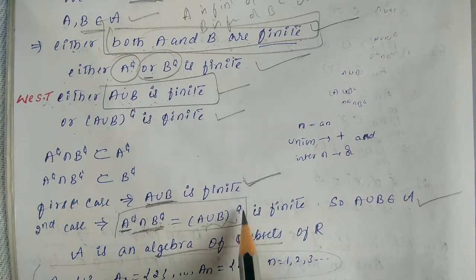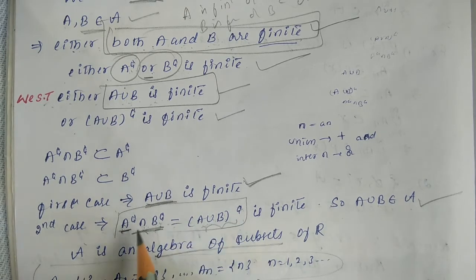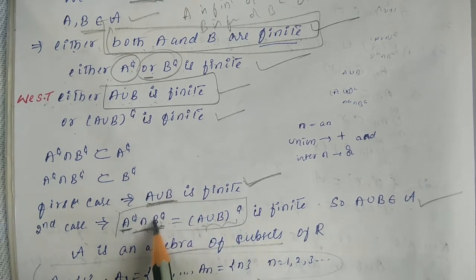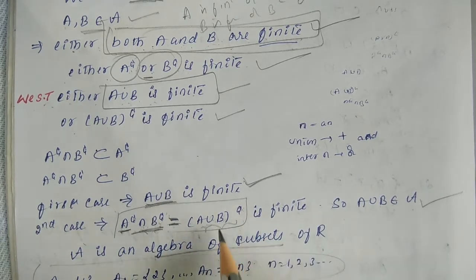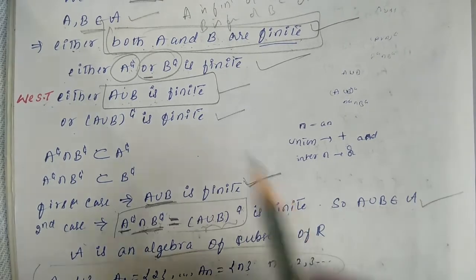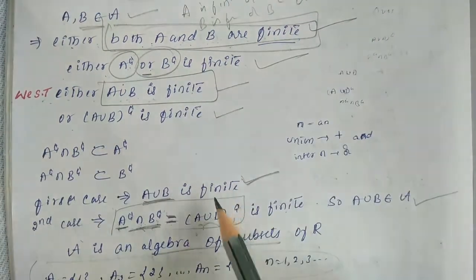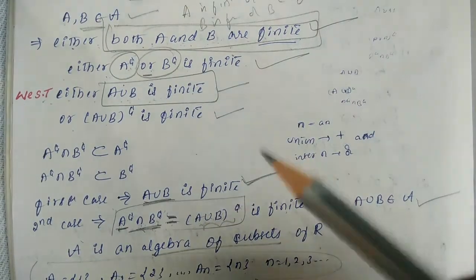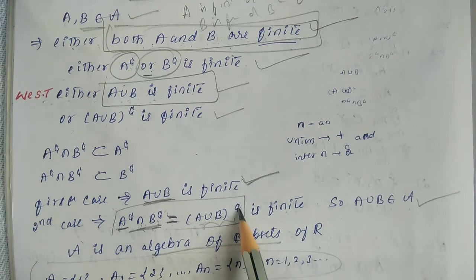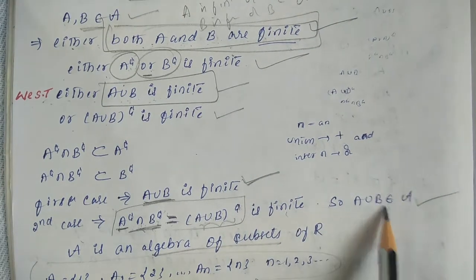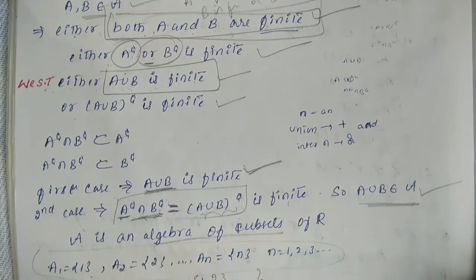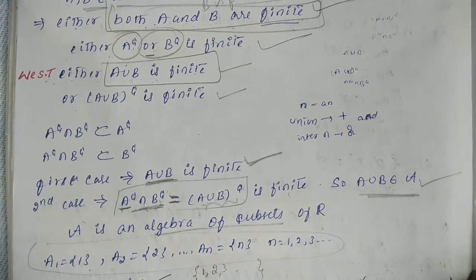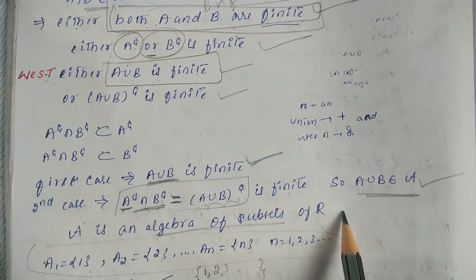A complement intersection B complement is nothing but A union B whole complement. Is it clear? So take the complement of A. Union complement is intersection. That's okay. B complement is B complement itself. Therefore, they are equal by De Morgan's law. So clearly it is finite by using the second case. From the first case, we obtain A union B finite. From the second case, we obtain A union B whole complement is finite. So A union B clearly belongs to the collection. From the two conditions, it satisfies the conditions of an algebra of sets. Therefore, it is an algebra of subsets of R.